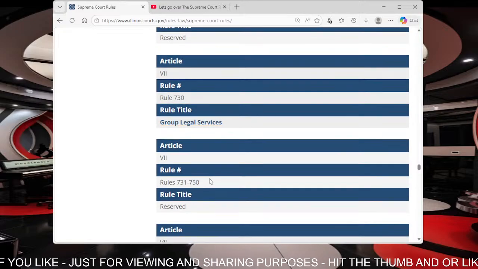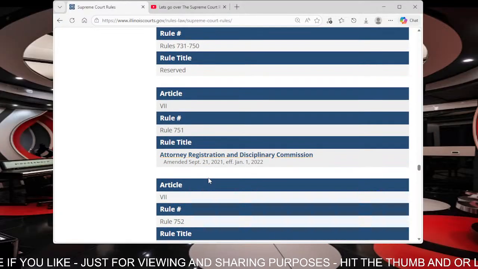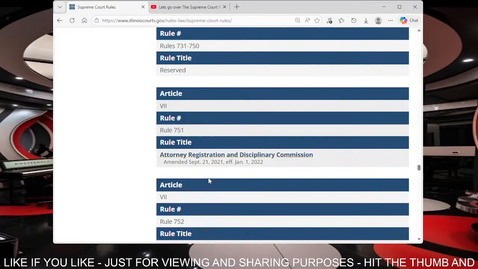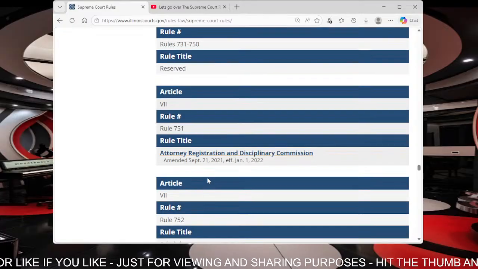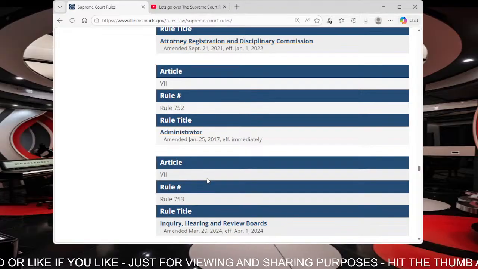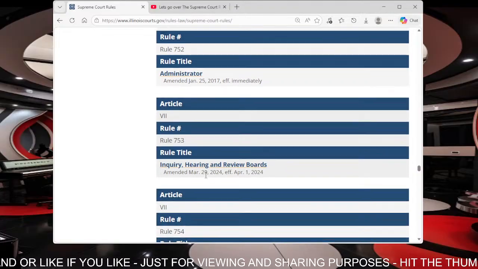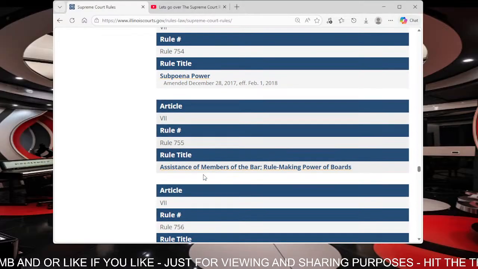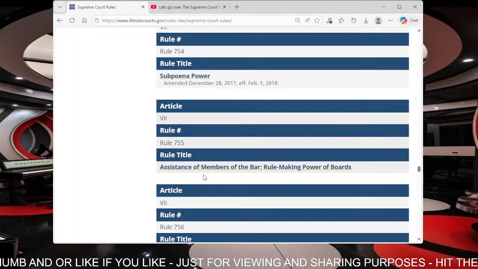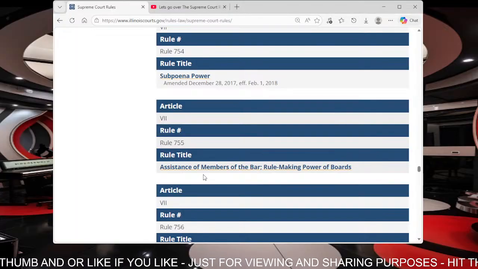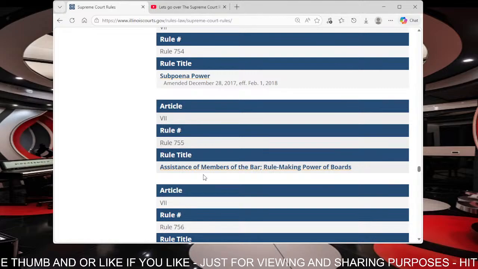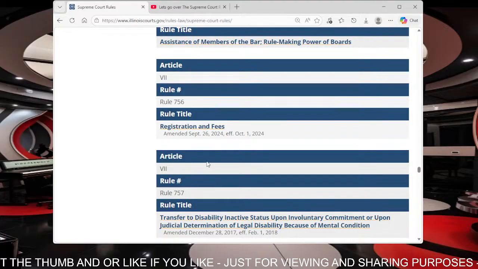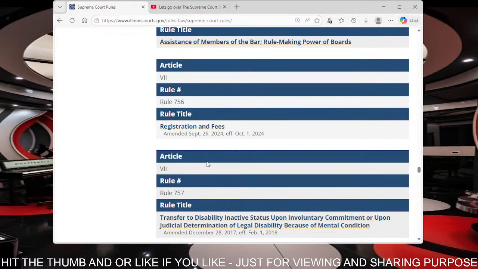7:30, group legal services. 7:51, Attorney Registration and Disciplinary Commission Administrator. 7:52. 7:53, Inquiry Hearing and Review Board. Inquiry subpoena power at 7:54. Assistance of members of the bar. Rule-making power of board.